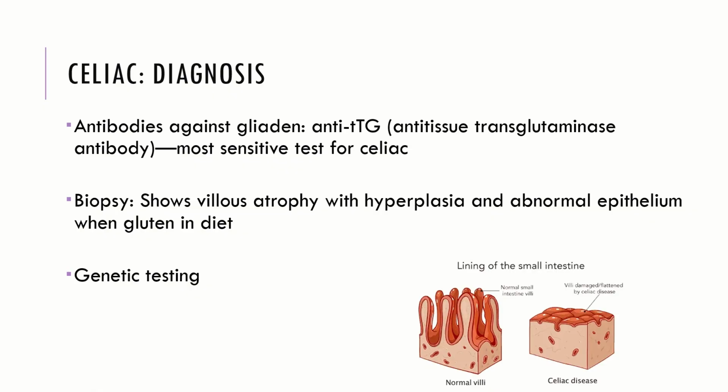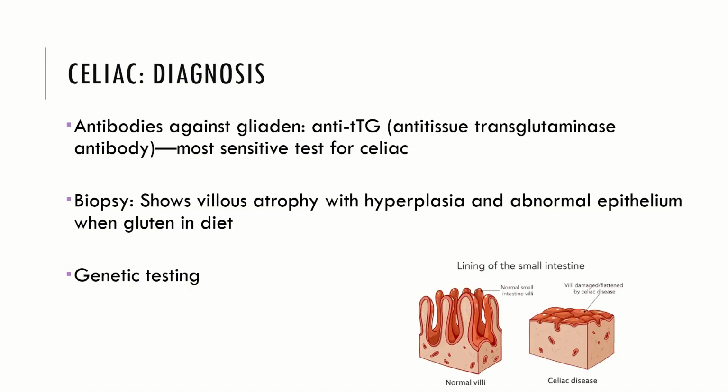There are 3 different ways that we can diagnose besides symptomatically. We can look at genetic testing, we can do a biopsy, and we can also look at antibodies against gliadin or the anti-TTG, anti-tissue transglutaminase antibody. That's going to be the test that determines if there are any of these antibodies within the system that are causing this lining of the small intestine to be damaged because of the products from wheat that the person would be ingesting.